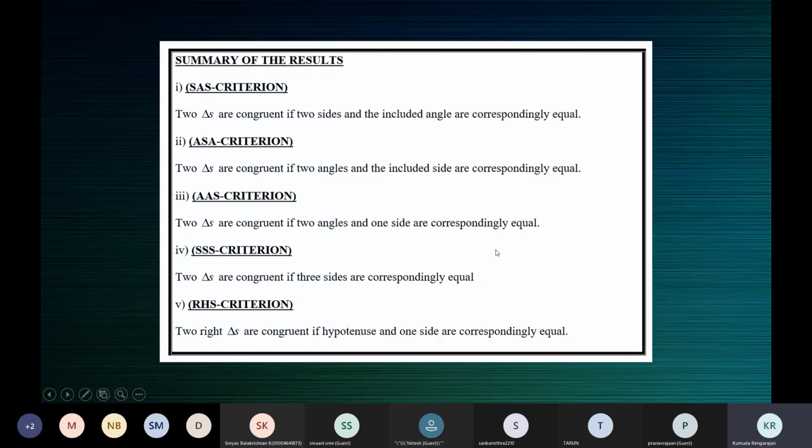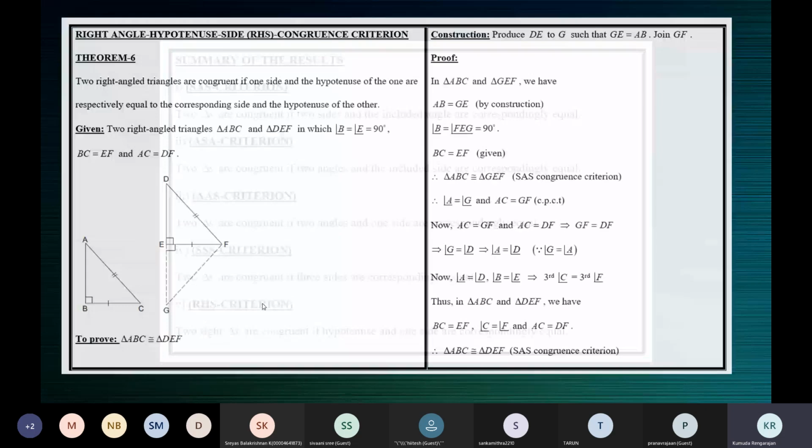When we have 2 right triangles, then we may use this criterion to show that they are congruent to each other depending on the information given. RHS can be used only in 2 right triangles. So when you have 2, say, equilateral triangles, you cannot use the RHS rule and show that they are congruent to each other. R for right angle, H for hypotenuse, S for side. So these are the 5 congruence criteria. Let's see the proof for each one of them.